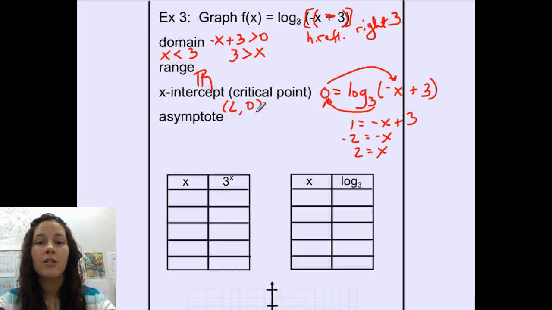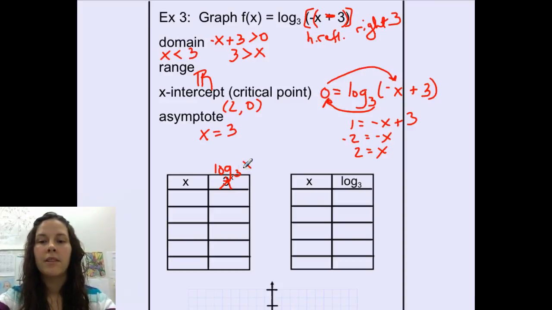Asymptote depends on a horizontal shift. We had a horizontal shift right 3, so our asymptote will be x equals 3. Same thing I did on the last one, we're going to have this be our log function. And the second t-chart will be our transformation. So starting off by putting x values in under the y column, which is an easier way to evaluate logs, we get 3 to the negative 2 power is 1 over 3 squared, or 1/9. 3 to the negative 1 is 1/3. 3 to the 0 is 1. 3 to the first is 3. And 3 squared is 9.